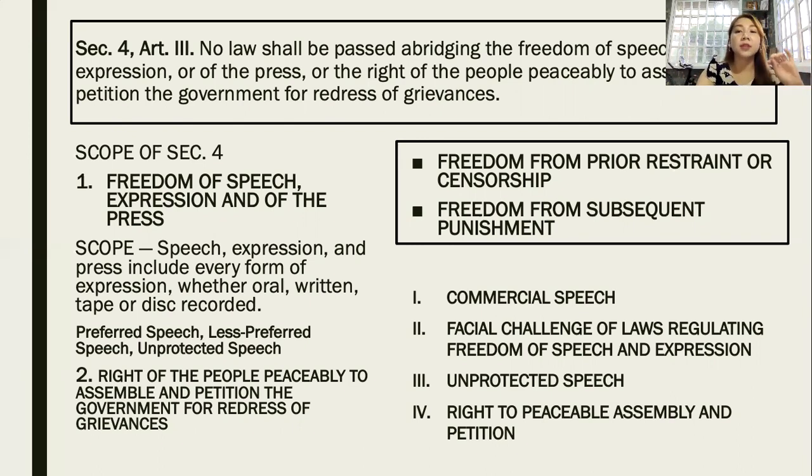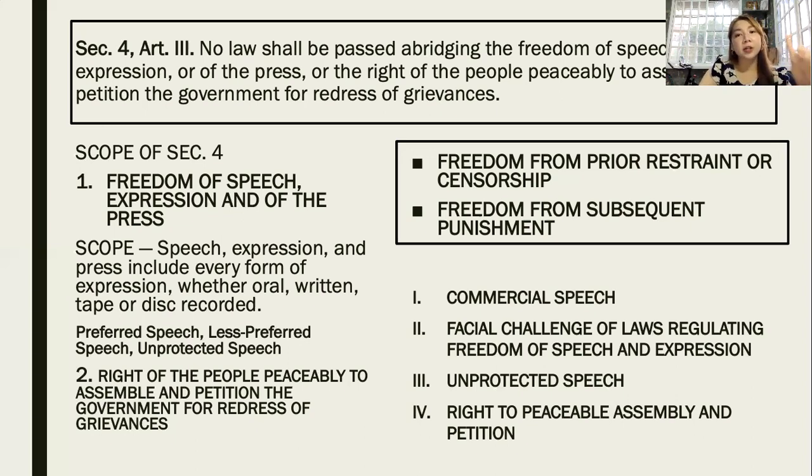And second, we have the right of the people peaceably to assemble and petition the government for redress of grievances. So what is public assembly? It means any rally, demonstration, march, parade, procession, or any other form of mass or concerted action held in a public place for the purpose of presenting a lawful cause or expressing an opinion to the general public on any particular issue, or protesting or influencing any state of affairs, whether political, economic, or social, or petitioning the government for redress of grievances.